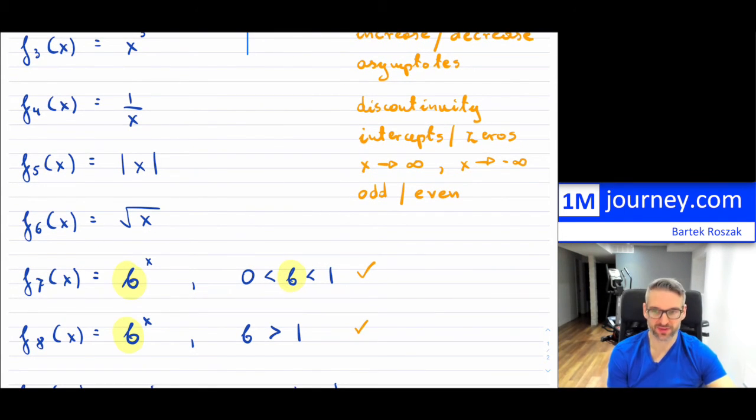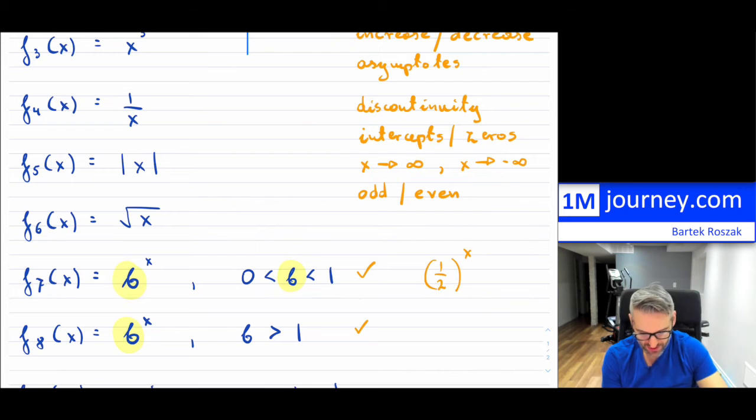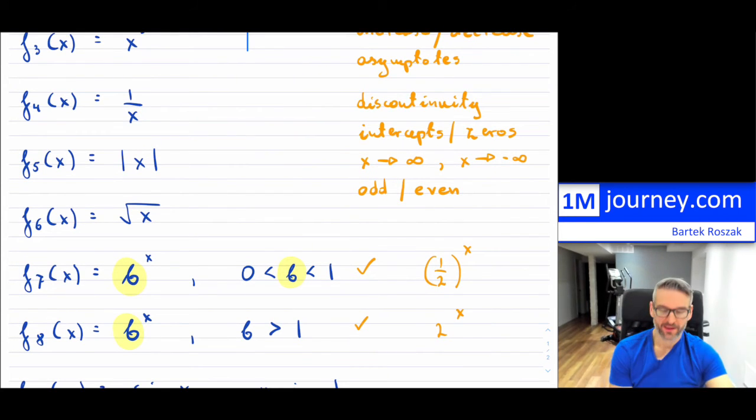Most of the time, that's what happens. So here, let's say it's 1/2 to the x, if b is between 0 and 1, you can plot that, and then 2 to the x. I can actually drop the brackets here, I don't need them. And then you can compare these two, which is most often done when you're just learning about exponential functions.